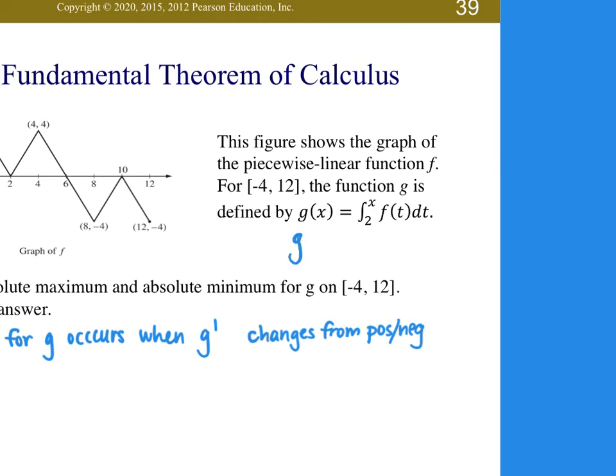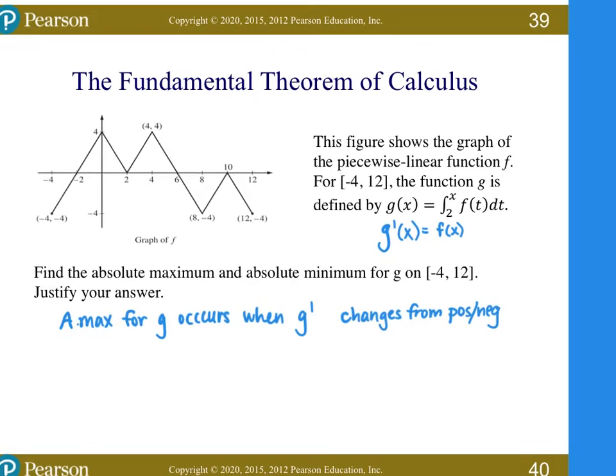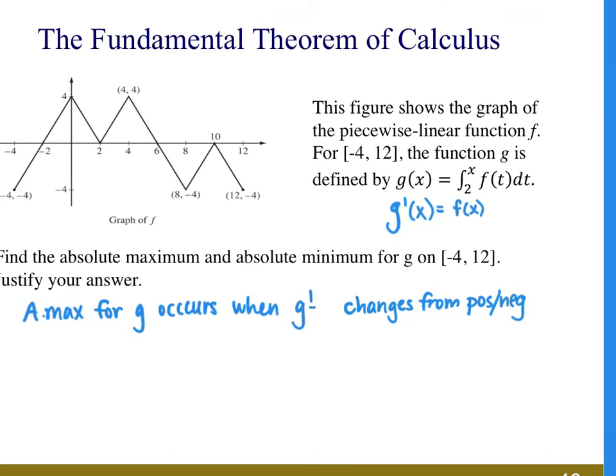Well, G is the accumulation, so G prime would be the derivative, which cancels out the integral. So f of x times the chain rule of 1, minus f of 2 times the chain rule of 2, which is 0. All of that cancels itself out, so I am left with G prime being equal to f. So I can add that to my statement: a max for G occurs when G prime, which equals f, changes from positive to negative.